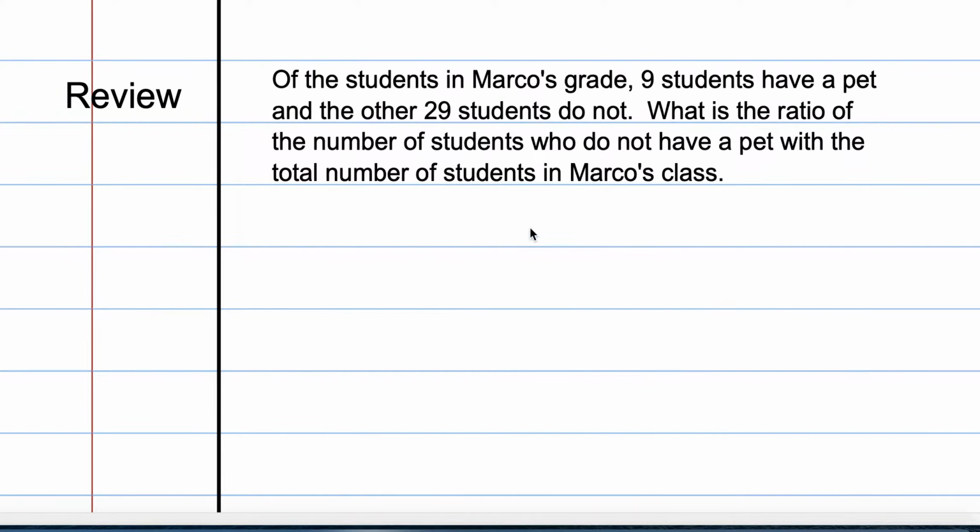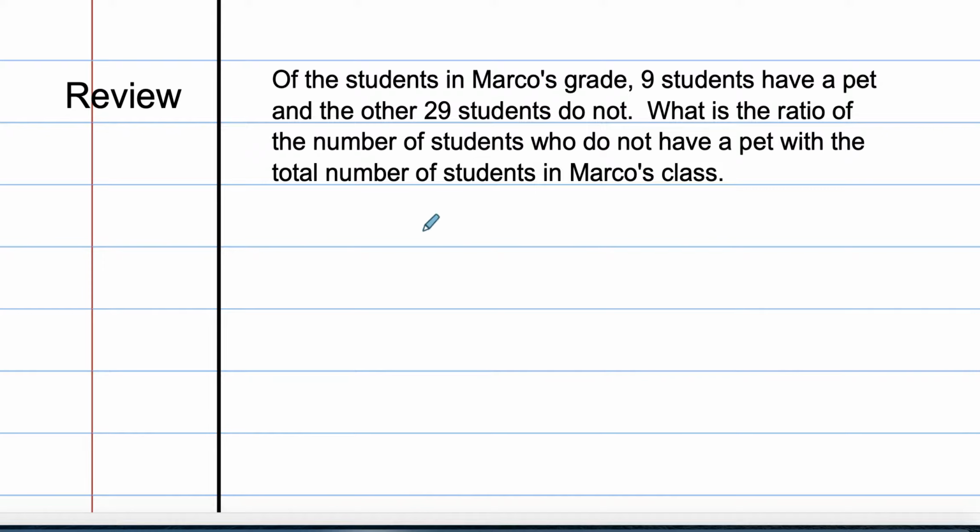Start with a review. Of the students in Marco's grade, 9 students have a pet and the other 29 students do not. What is the ratio of the number of students who do not have a pet with the total number of students in Marco's class? Stop the video now and come back when you have your answer. And I'd like your answer to be written in 3 different ways.